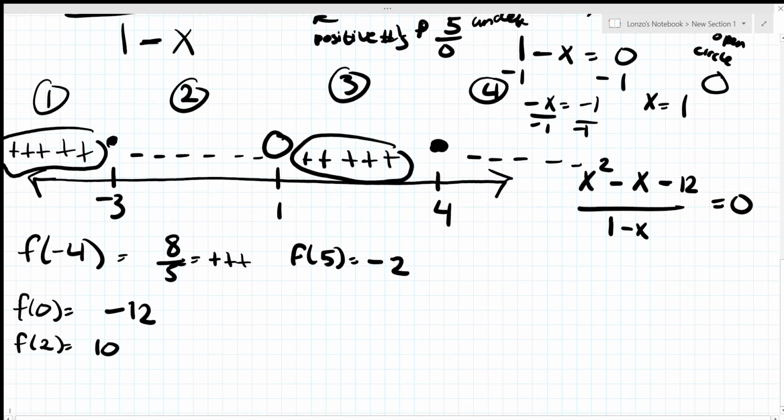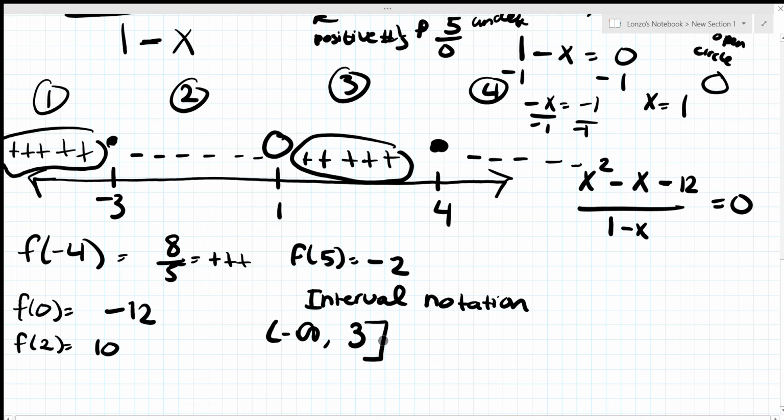So in interval notation, let's see here. It's going to be from negative infinity. Infinity always goes with a parenthesis. And it's going to be -3. And then since this is a dark circle, we're going to use a bracket, because dark circle and bracket are the same. And then we're going to use a union, because we have to include this part. We're going to do the union from 1 to 4.